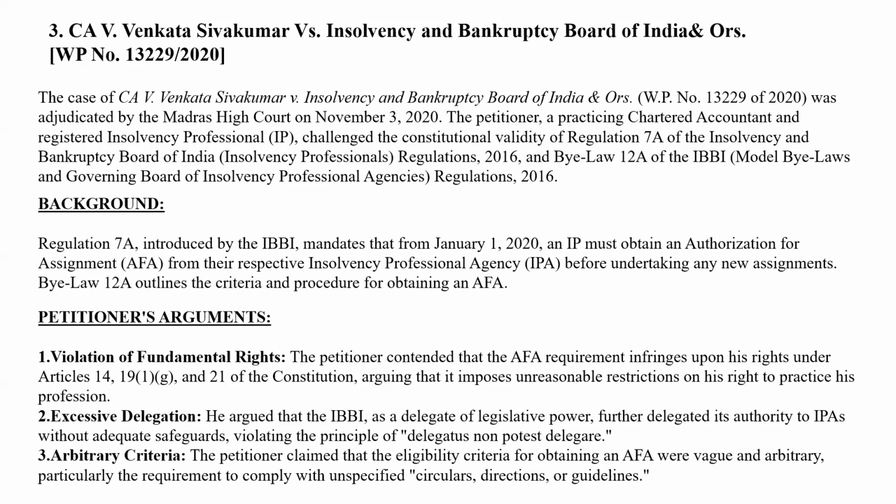So he was basically practicing as a chartered accountant and IP. He challenged the constitutional validity of Regulation 7A, which said that he must obtain an authorization for assignment before undertaking any new assignments. Okay? And then bylaw 12A outlines the criteria and procedure for obtaining an AFA. So the point here is, they can also ask you a question like this.